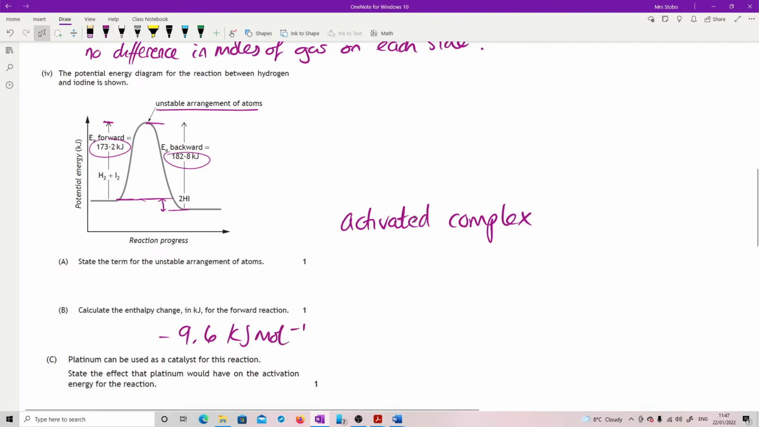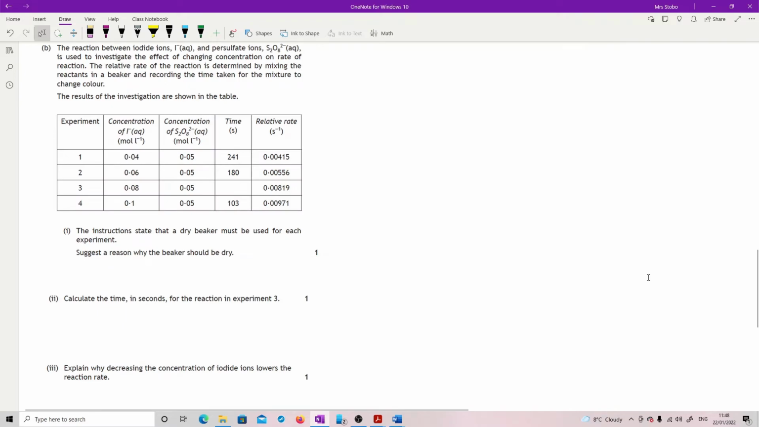Platinum can be used as a catalyst. State the effect that platinum would have on the activation energy. So remember, catalysts drop the activation energy, and that's it. So lower, decrease, whatever you prefer to say for it. Sorry, that was not the question, so there might have been a little scribble in the middle of that one.